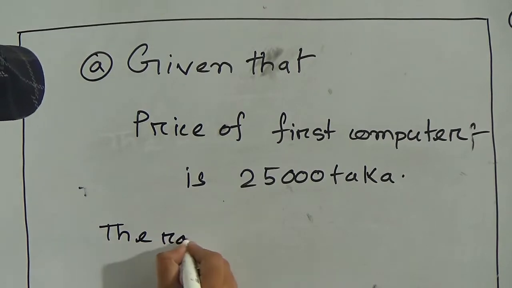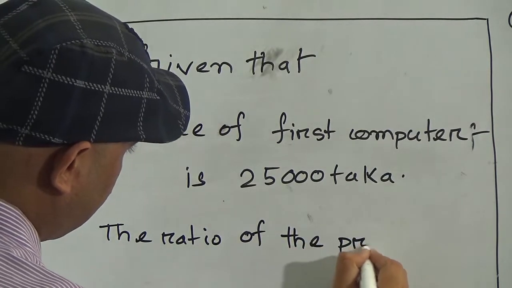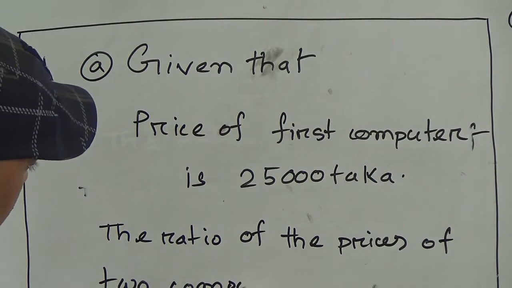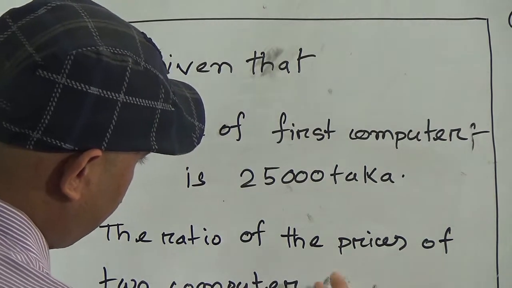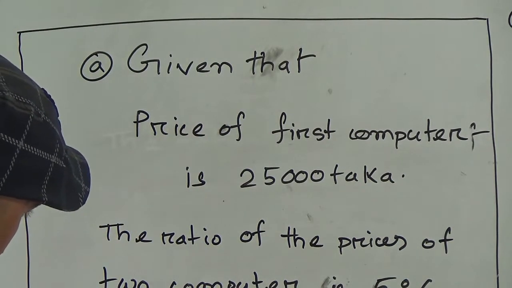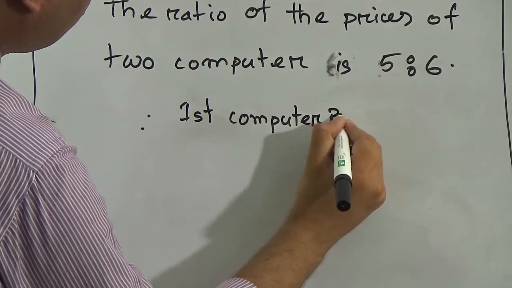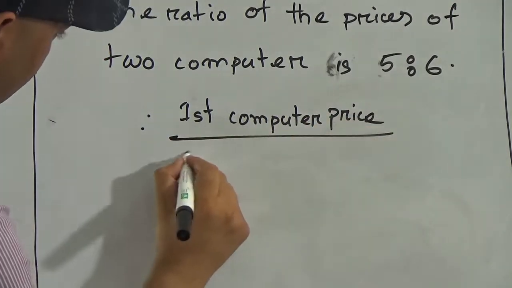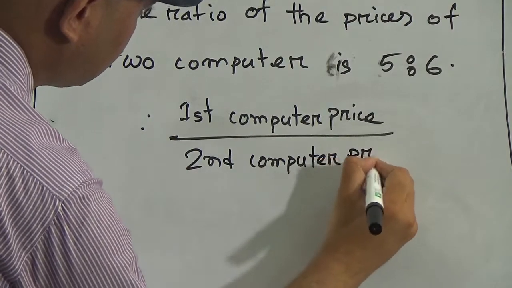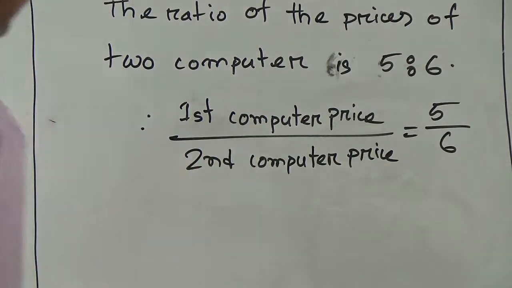of the prices of two computers is 5:6. That means first computer price divided by second computer price equals 5 by 6. We have to determine the price of the second computer.